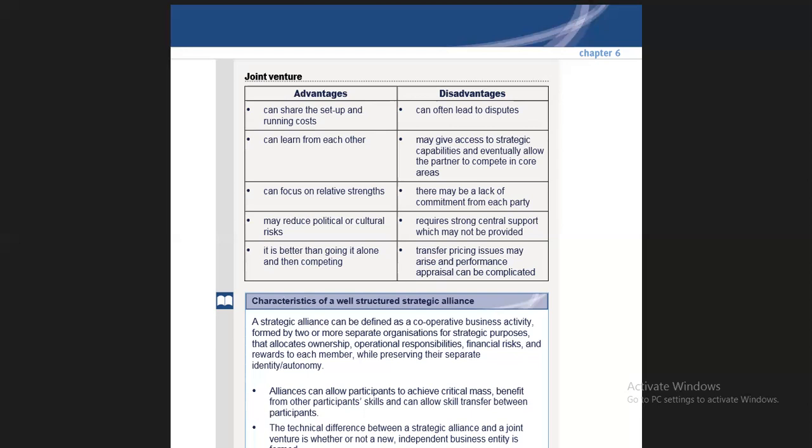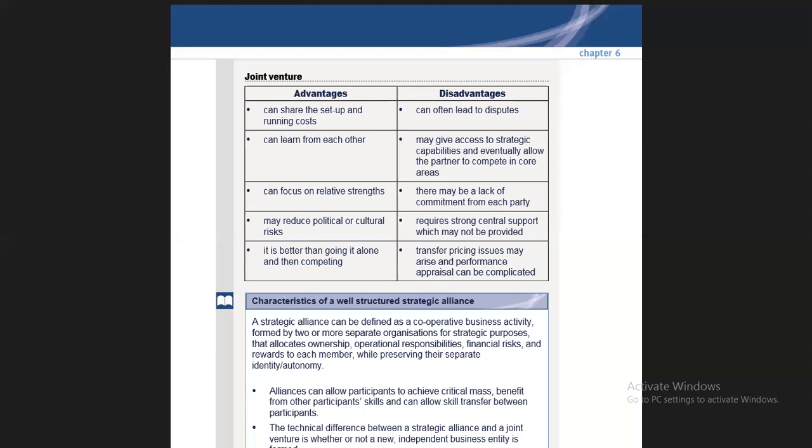May give access to strategic capabilities and eventually allow the partner to compete in core areas. They only believe in core areas, so they only compete in core areas, not beyond that. So they don't believe in experimentation and new things. There may be a lack of commitment from each party. Yes, sometimes commitment will be less from one party, but the other party is very committed. So the joint venture will not run effectively.